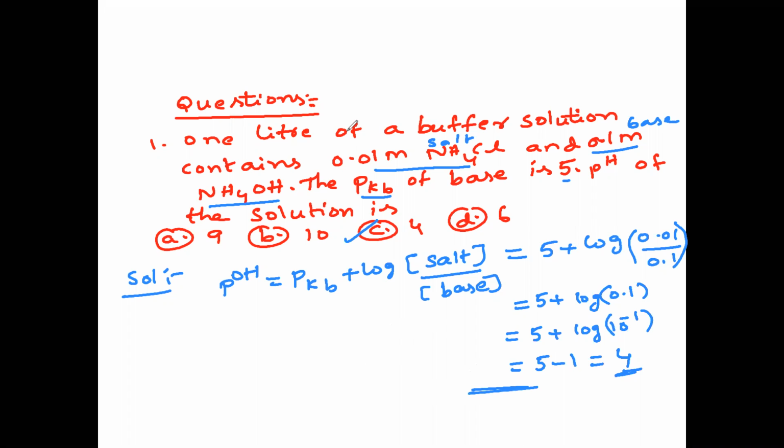Second question. Next question. Please copy down this question. One liter of a buffer solution contains 0.01 molarity NH4Cl and 0.1 molarity NH4OH. The pKb of the base is 5 and the pH of the solution is... Now let us see the second question. Question number 2.